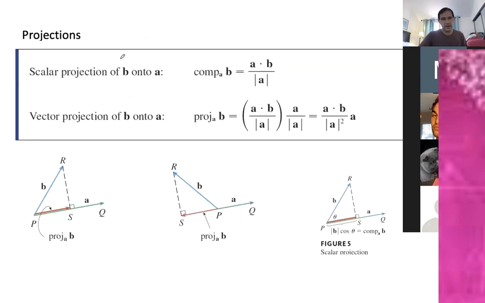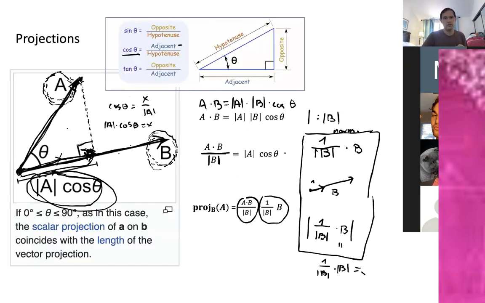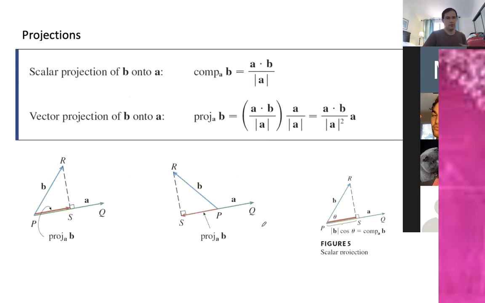Let me just mention the scalar projection. The scalar projection is just this number itself, and the vector projection will be this scalar times this vector. So the scalar projection's result is a number. So this is a number. And the vector projection's result is a vector. So this is a vector.